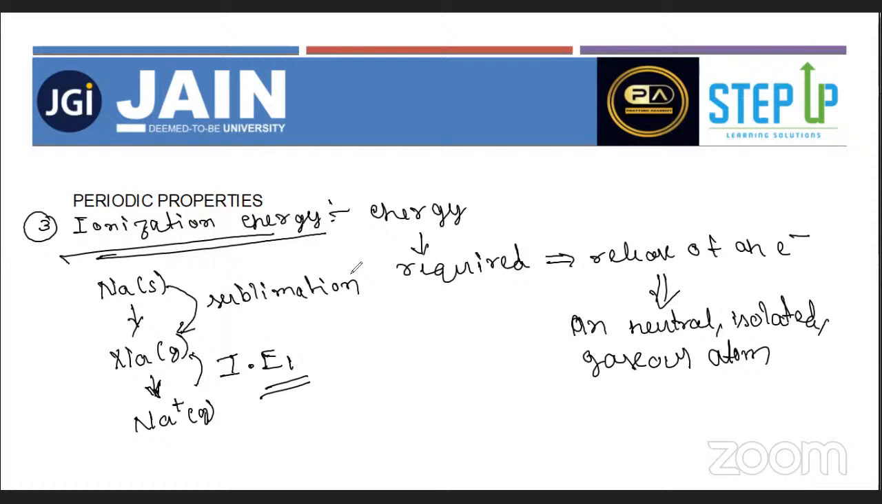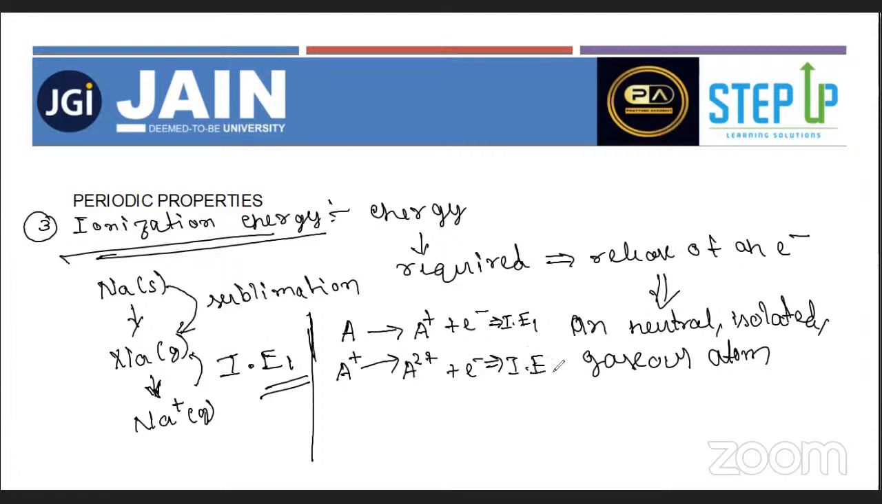Now let's come back to how things happen. For example, I'm saying that A is something. From this, I took out an electron to make it A plus. For this, I represent the ionization energy as ionization energy 1. Now from A plus, I'm still trying to take out an electron. Somebody is already hungry, and I'm trying to take food away from him or her. So I'll write this as ionization energy 2. Still I want more, so I'll take out one more electron from A 2 plus.